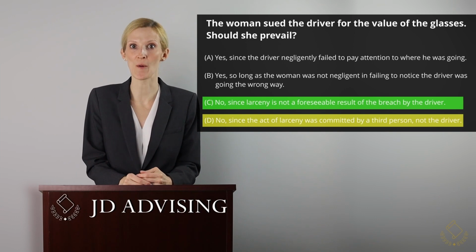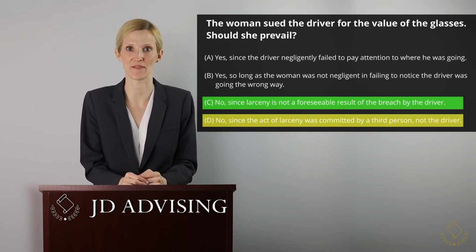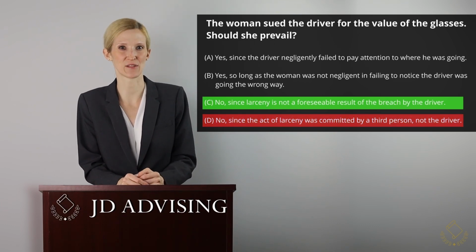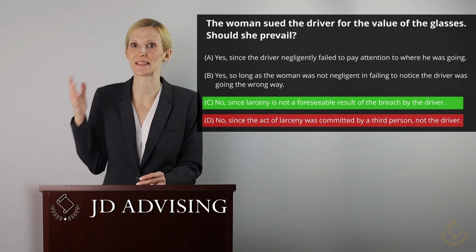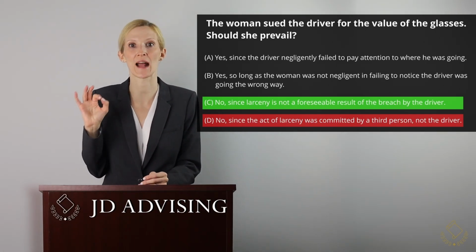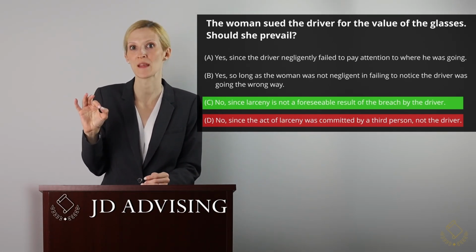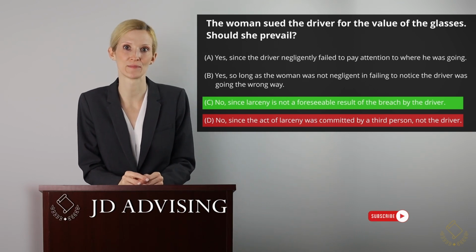D says no, because the act of larceny was committed by a third person, not the driver. This one does not look so good because a driver could be liable for the acts of others so long as they were foreseeable. The main issue here was that the harm wasn't foreseeable to begin with. So the driver's not going to be liable.